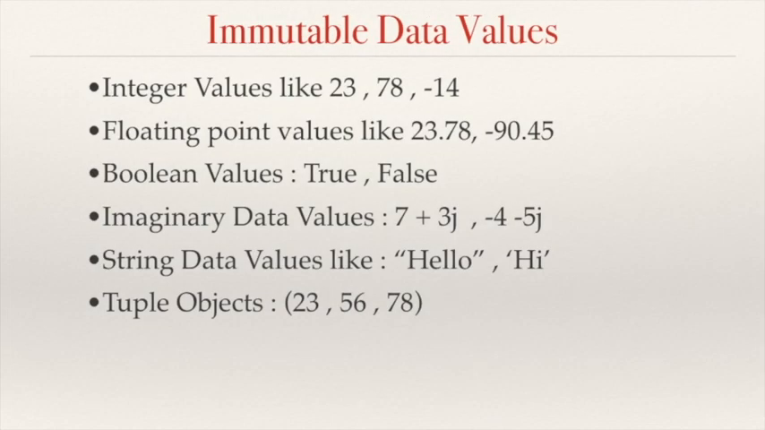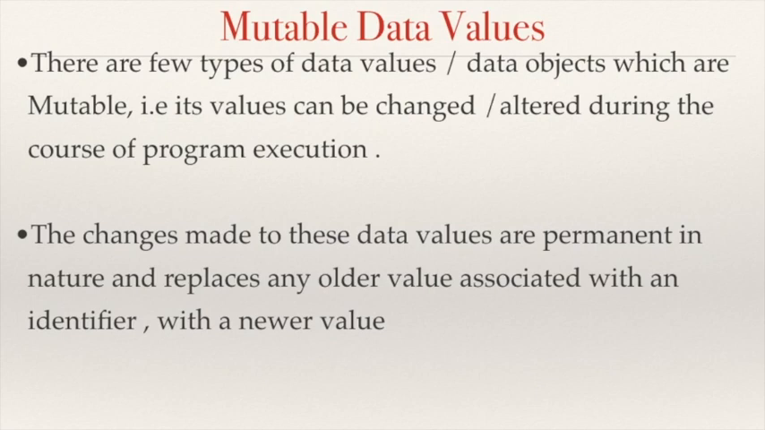So, here is the list of all those data objects which are immutable when created in memory: integers, floating point numbers, Boolean values, imaginary numbers, string values. Though Python offers immutable data objects, at the same time we also have mutable data objects in Python, where we can change or alter the data value in memory and also remove it completely from the memory. This is in contrast with the immutable data values we have seen earlier, as they cannot be changed or removed by the programmer.